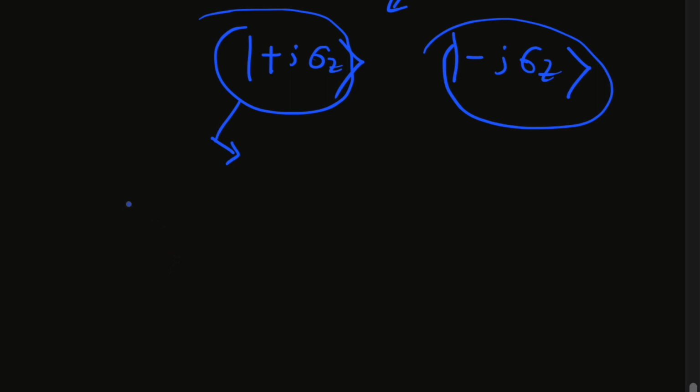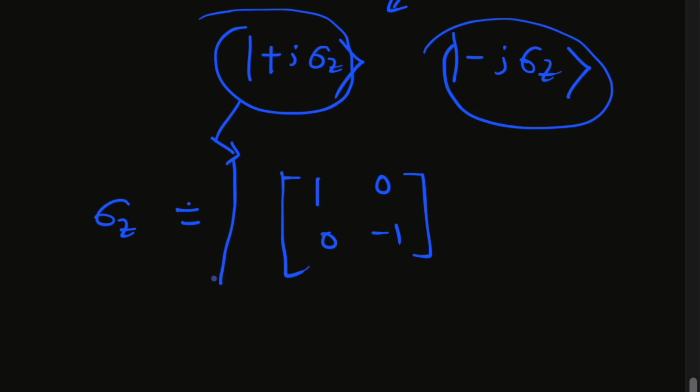This sigma Z can be represented in terms of a matrix. The representation of sigma Z in matrix is [1 0; 0 -1]. Then this state will be in matrix form (1, 0), and this state will be (0, 1).